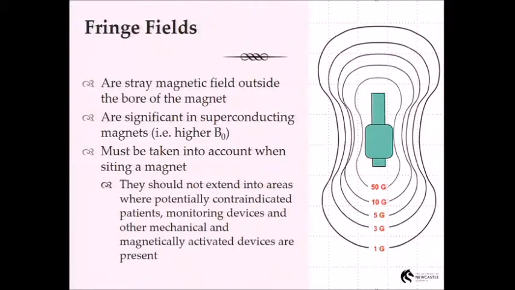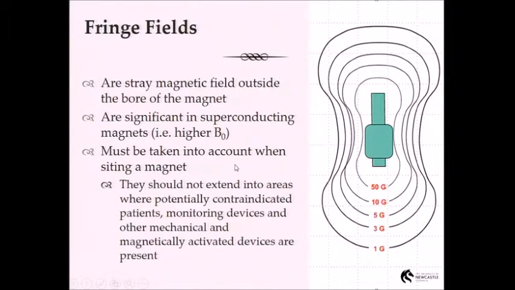So if we look at the footprint of our magnet, here's our magnet with our table, and as I said, 1 Tesla is 10,000 Gauss. It doesn't just stop at the magnet, it extends further out. So we just need to be mindful of how far those fringe fields extend. So fringe fields are magnetic fields outside the bore of the magnet. They're significant in superconducting magnets, that is magnets with a high B0. They need to be taken into account when siting a magnet.